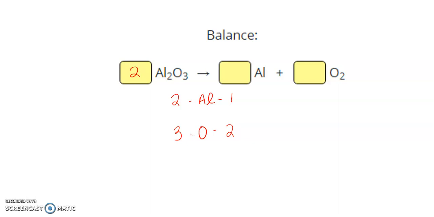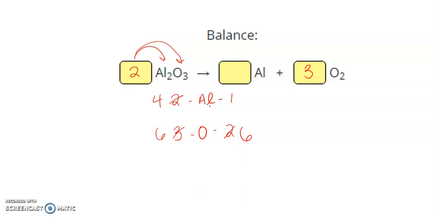I'm going to update my elements below. Now this 2 is going to go to aluminum and to oxygen, everything until you hit a plus or an arrow. So now I have 4 aluminum and 6 oxygen. Well, I can fix my oxygen now. I have 6 oxygen here and 2. I want 6 oxygen. I can put 3 in front of here. Now I have 3 times 2, 6 oxygen. Oxygen is balanced because I have 6 on the left side, 6 on the right side.